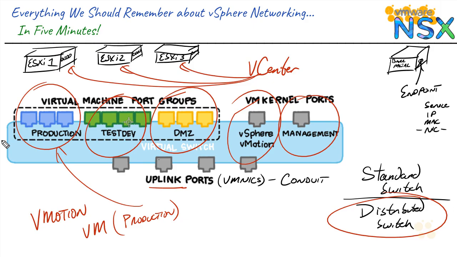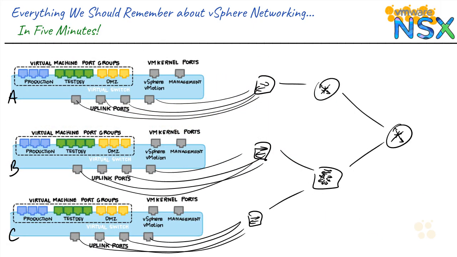But here's the caveat. Looking at this example of ESXi A, B, and C, we have a consistently deployed distributed switch on all of these. Uplink ports are associated. Life is good. Now, can a virtual machine in test dev access another virtual machine that's also in test dev? Maybe test dev has been configured with VLAN 500. Well, the answer is maybe. What would be required for a VM in test dev on ESXi-B to talk to a VM on ESXi-C?